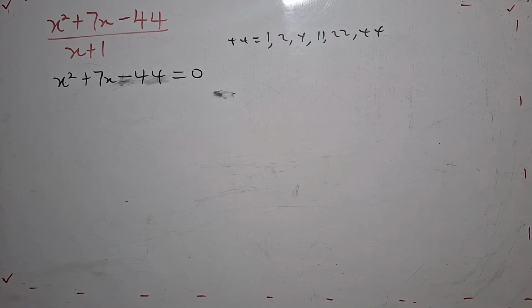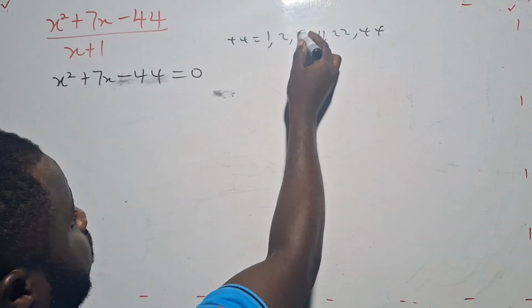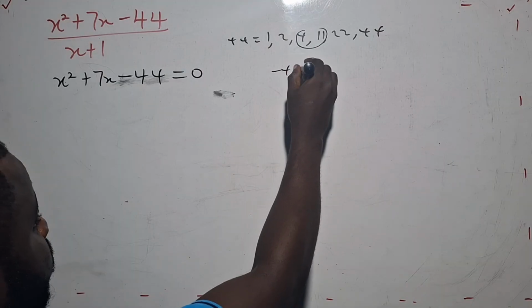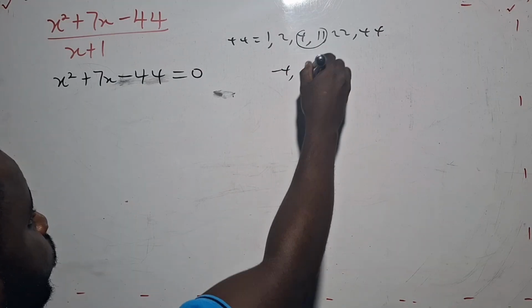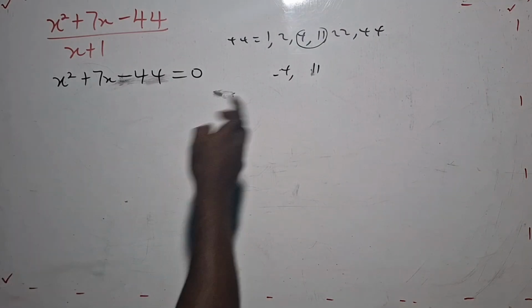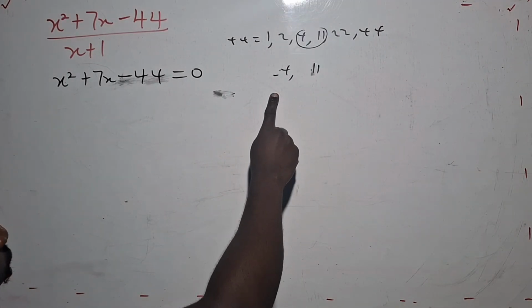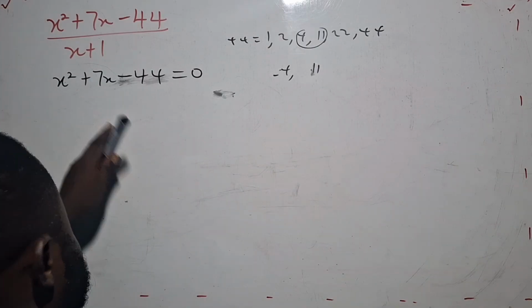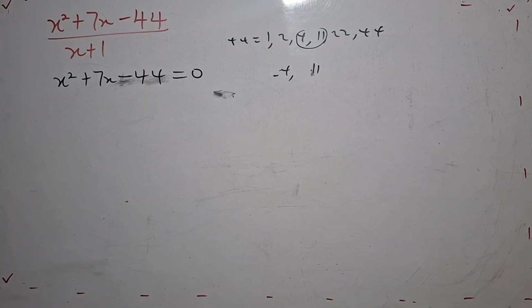The numbers we are going to get are 11 and 4. Yes, 11 and 4. And which one should be positive and which one should be negative? Negative 4 and positive 11. So negative 4 plus 11 gets 7, and negative 4 times 11 gives negative 44.